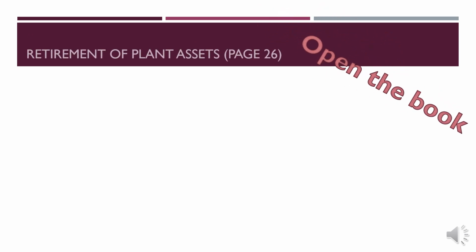Please open your book on page 26. Before starting, it's important for us to mention that when the company undergoes a retirement for a plant asset, no cash will be received because the plant asset is retired.